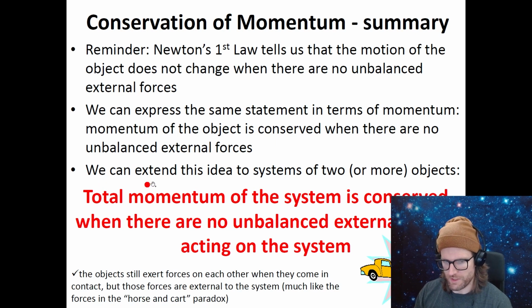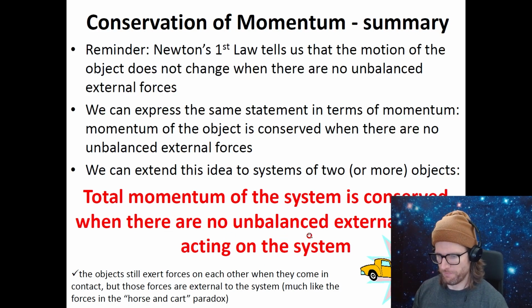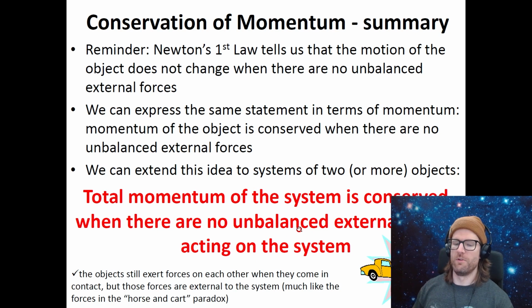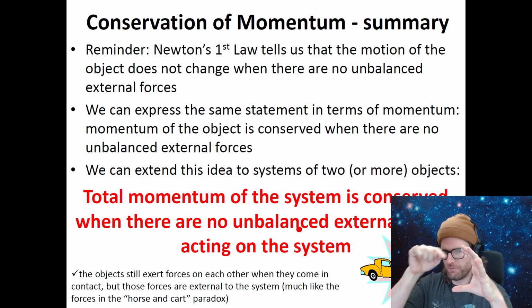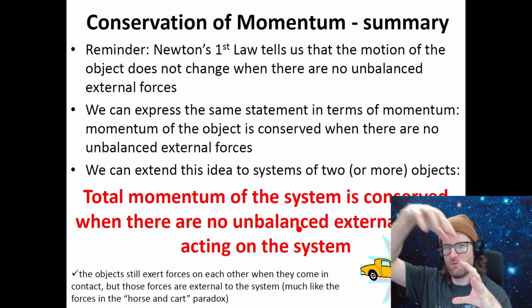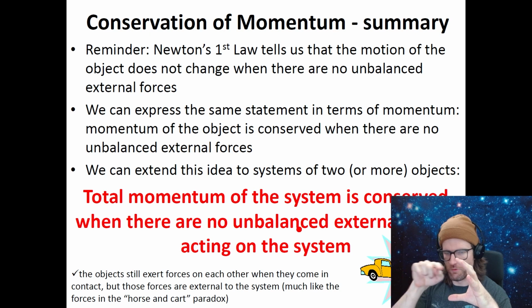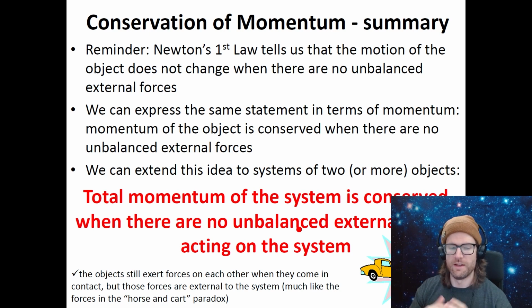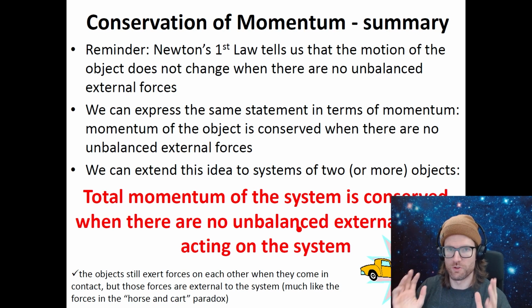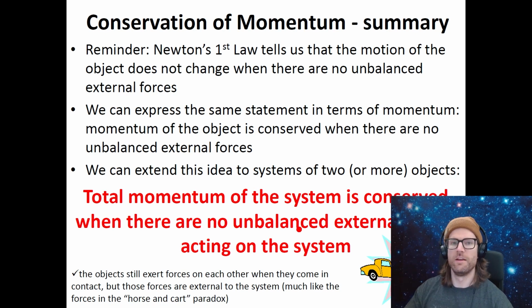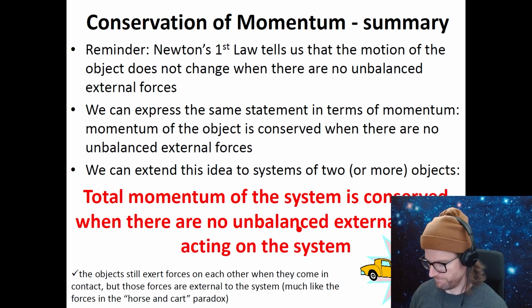Okay, we can extend this to the idea of two or more objects. Total momentum of the system is conserved when there are no unbalanced external forces acting on a system. So if we have our system, it's got objects in it. If there are no forces coming from outside, and all the forces are internal, then the internal momentum changes cancel, and total momentum will be conserved in the system, meaning the total momentum won't change over time.